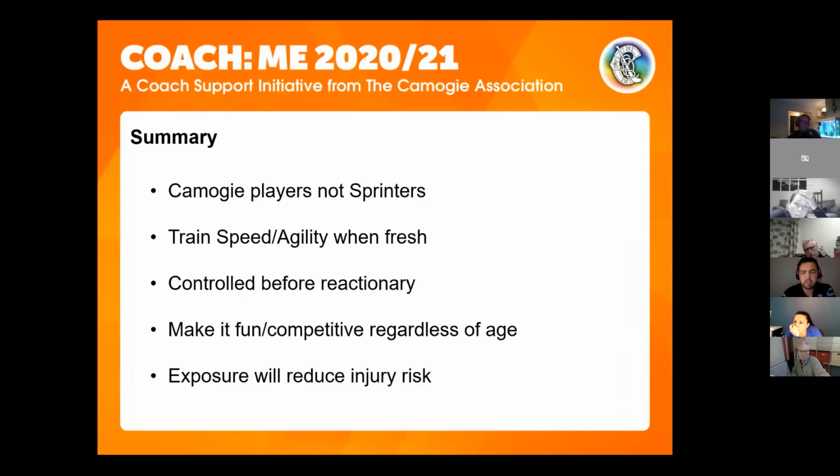Again, just some key summary points before we finish up. Train when fresh. Remember they're camogie players, not sprinters. And bring that fun, competitive element to really get the true benefit of what you're looking to do.